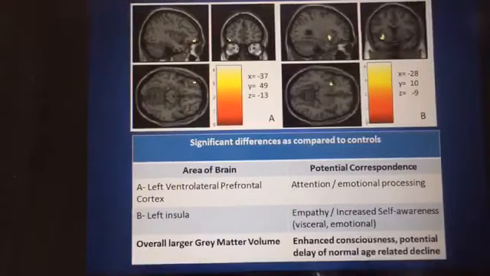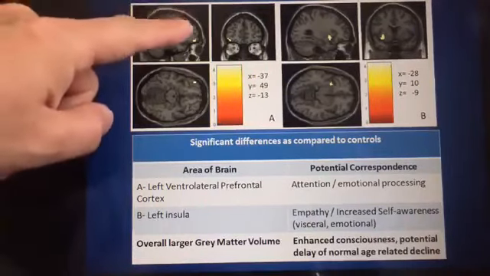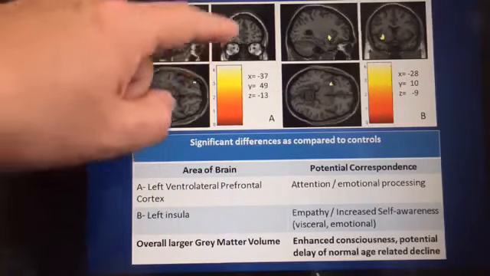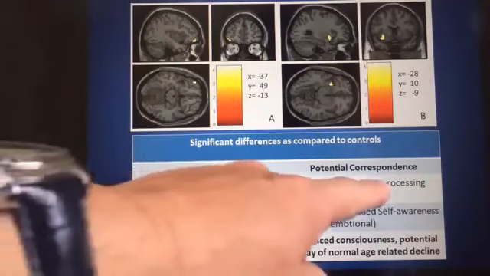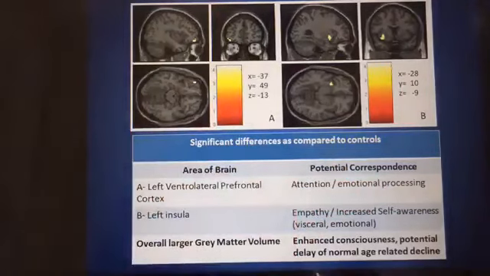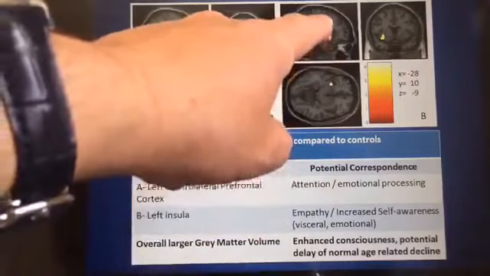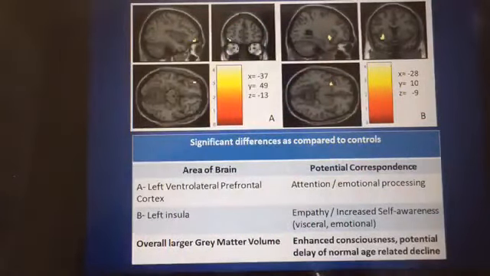The second part of the same study essentially continues with different other parts of the brain. Another part of the brain, which is the left ventrolateral prefrontal cortex, doesn't matter what the name implies, corresponds to attention and emotional processing. We saw on the previous slide the right insula. Now this is the left insula. Remember, we said it's a very important part of the brain. Again, to repeat, it deals with empathy and increased self-awareness.